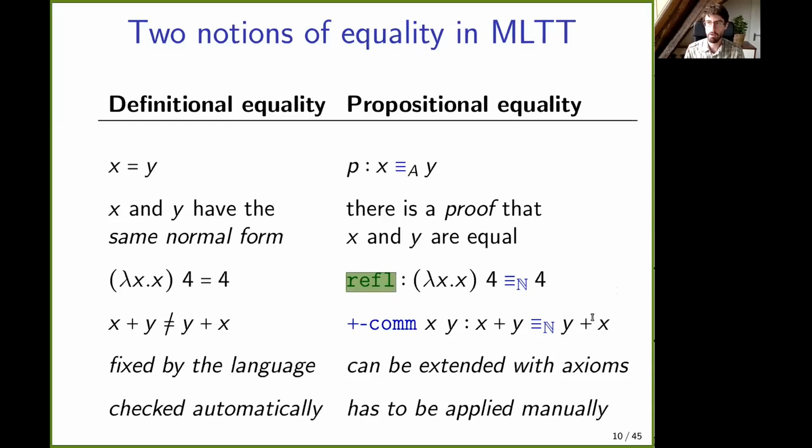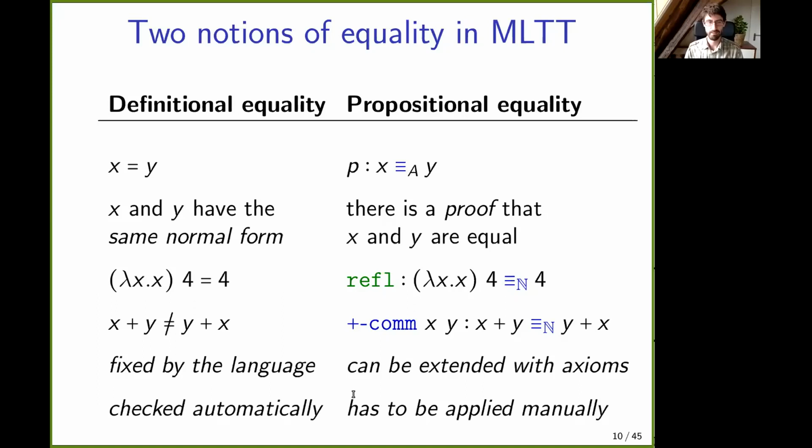So this is really a more powerful notion of equality. In particular, this is an extensible notion of equality, in the sense that we can prove new equalities or we can postulate new axioms about this equality, and the user can work with this as they want. However, a propositional equality cannot be applied automatically by the system. The user has to apply it manually, and that can take quite a lot of work.